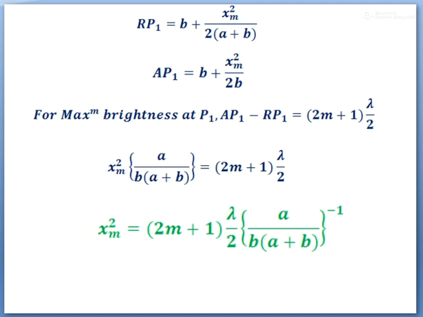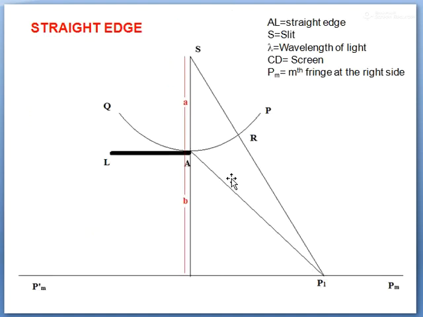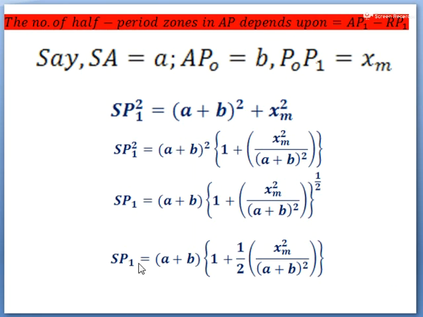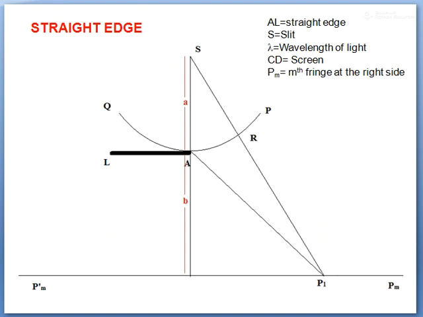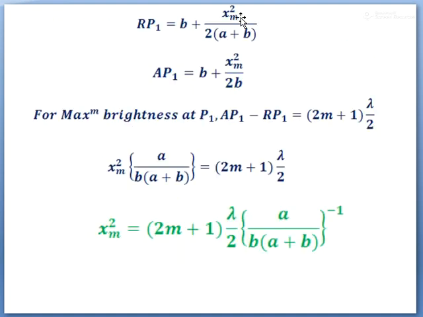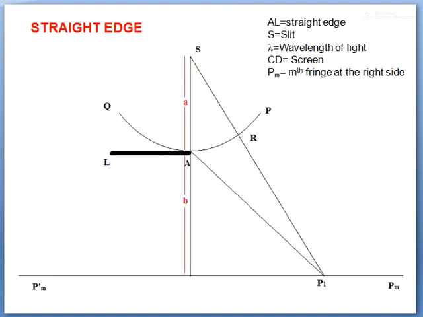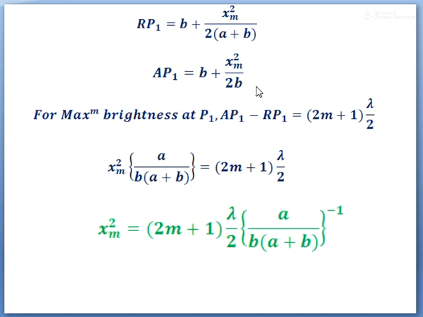Now RP1, this distance is nearly B. Okay, this distance is A plus B, and okay, তাহলে SP1 সমান হচ্ছে A plus B plus half into XM square by A plus B. একই পদ্ধতিতে RP1, this will be B plus XM square by 2 into A plus B. Okay, and this AP1, this will be B plus XM square by twice B.